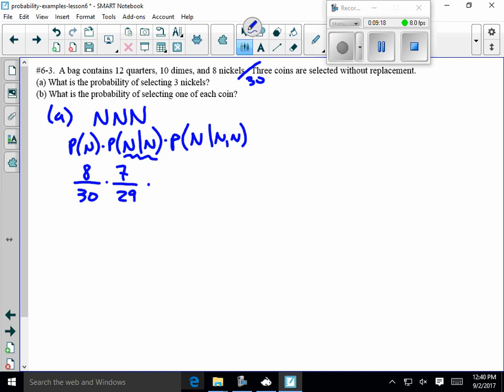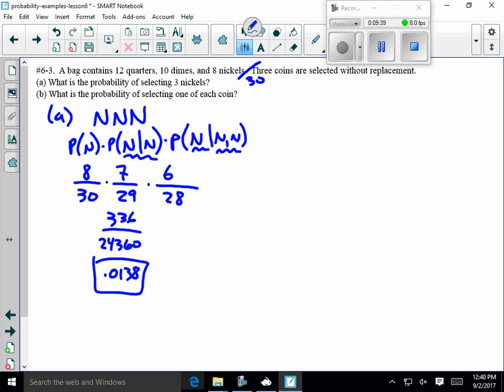And the same thing is true. If I have the condition that I've drawn 2 nickels out, I have 28. And now how many nickels are left? 6. So it would be 8 times 7 times 6, which is 336 on the top, 30 times 29 times 28, which is 24,360 on the bottom. That'd be 0.0138. I think that's the most straightforward way to solve that problem.